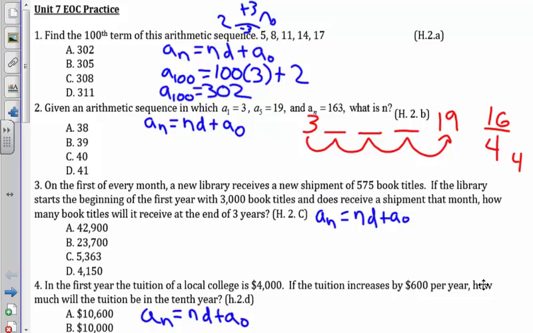So now we can say, well, we know that the nth term is 163. We don't know n, but we know that d is 4, and that means the 0 term has to be a negative 1. So we add 1 to both sides, and we get 164 equals 4n. And then we divide both sides by 4, and we end up with 41. So the correct answer would be D on that one.